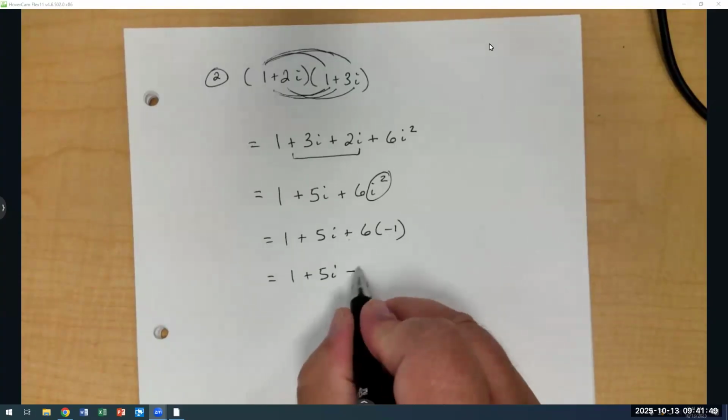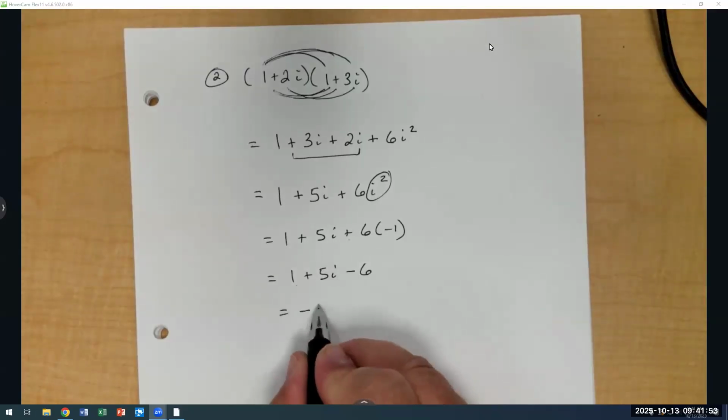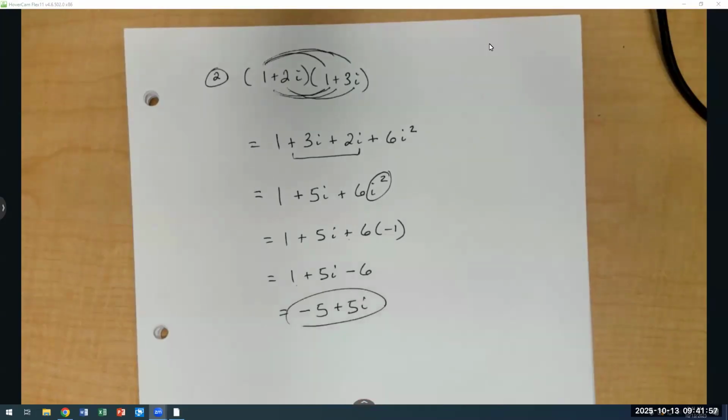Positive times negative is -6. 1 minus 6 is -5 plus 5i. And there's my answer.